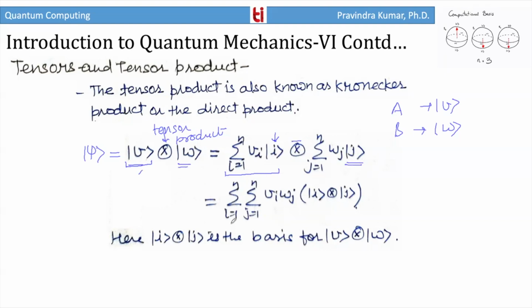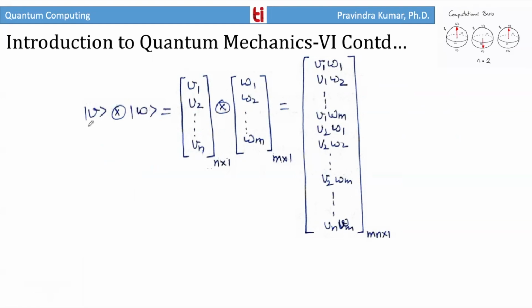Now I can write it as the summation i from 1 to n and j from 1 to m of Vi times Wj, and the tensor product of the quantum basis |i> and |j>. So this is the overall quantum basis for |V> tensor |W>. So here, if |V> is represented as the column vector V1, V2 to Vn, a matrix of size n by 1, and W is the matrix W1, W2 to Wm, of size m by 1.